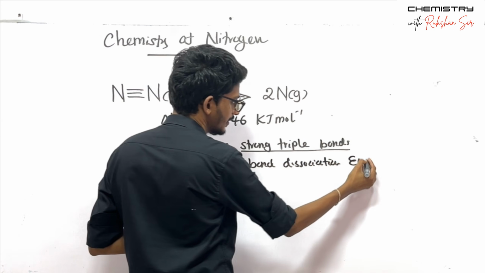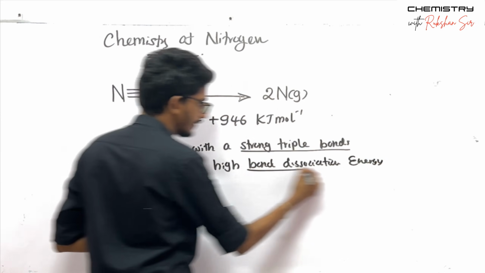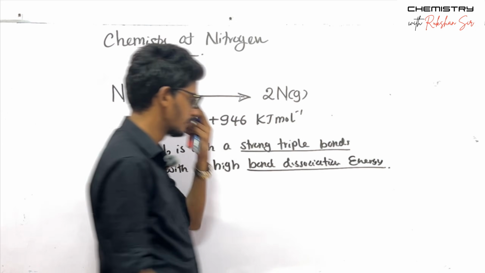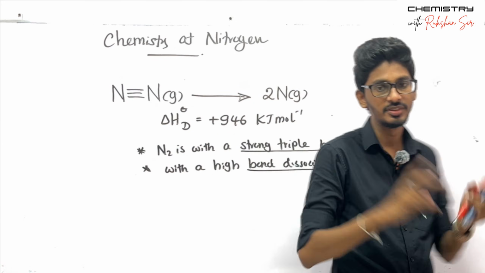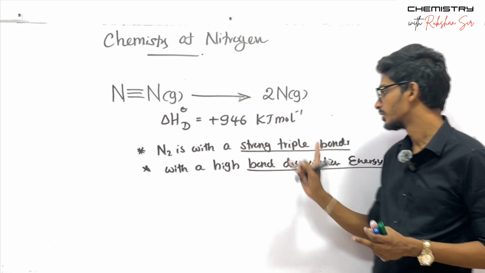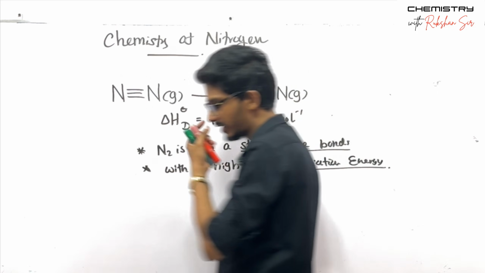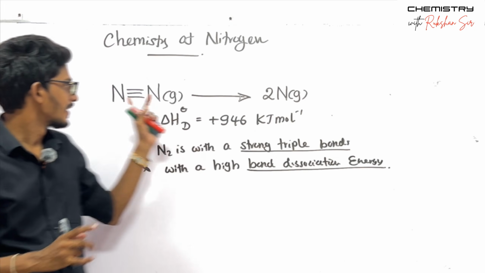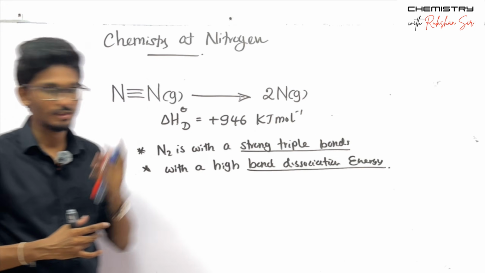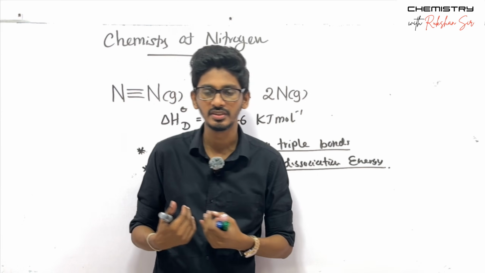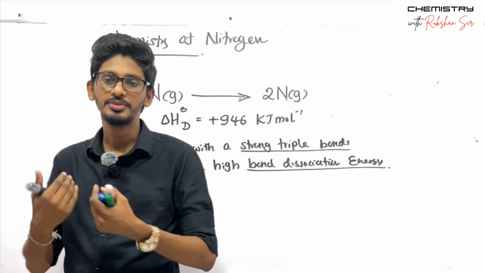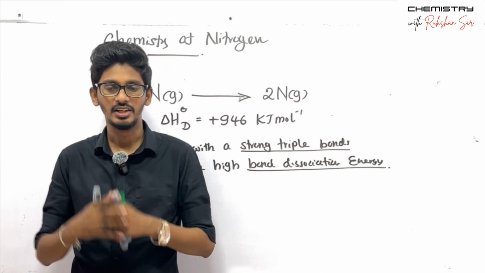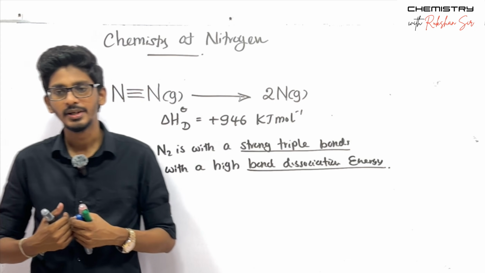This is the second marking point. If they ask you a question like "N2 is inert at room conditions, explain the statement," the answer is that N2 has a strong triple bond with high bond dissociation energy. That is why it is hard to break the bond between the two nitrogens. If you are unable to break the bonds of the reactants, you won't observe a reaction.